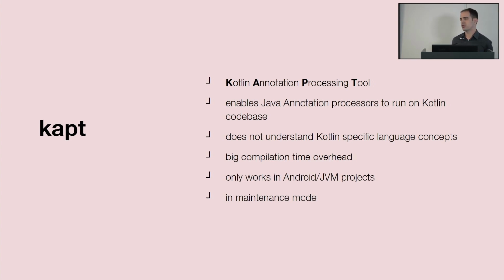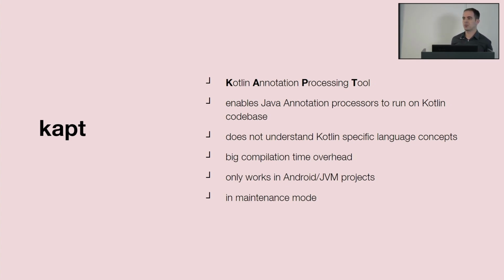Java has this code generation technology called Java Annotation Processing, or APT, and this KAPT tool is a bridge between Java and Kotlin, which enables the Java annotation processors to run on a Kotlin code base.